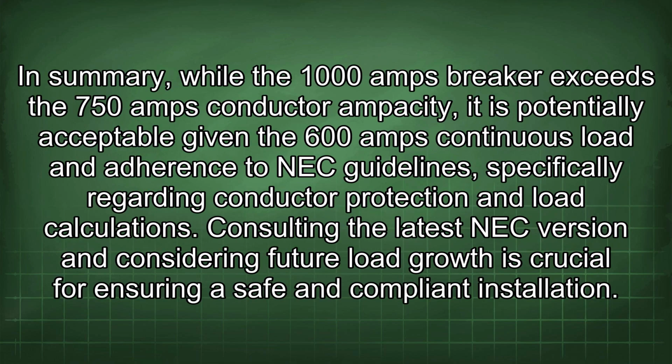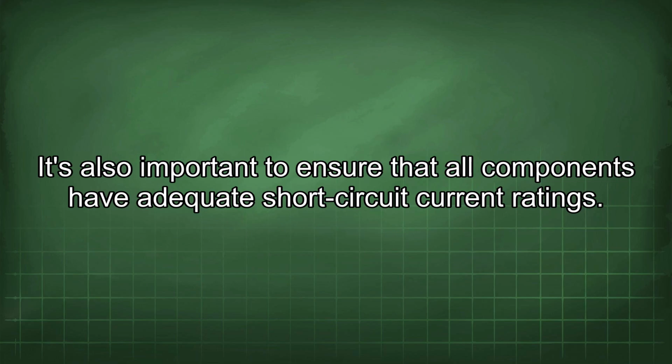In summary, while the 1000 amps breaker exceeds the 750 amps conductor ampacity, it is potentially acceptable given the 600 amps continuous load and adherence to NEC guidelines, specifically regarding conductor protection and load calculations. Consulting the latest NEC version and considering future load growth is crucial for ensuring a safe and compliant installation. It's also important to ensure that all components have adequate short circuit current rating.